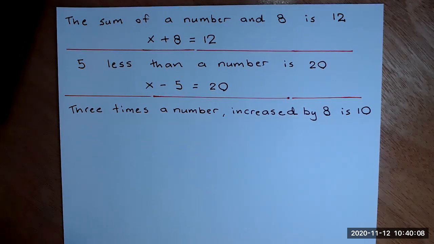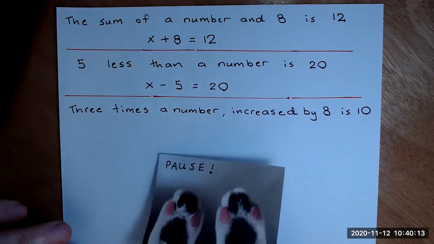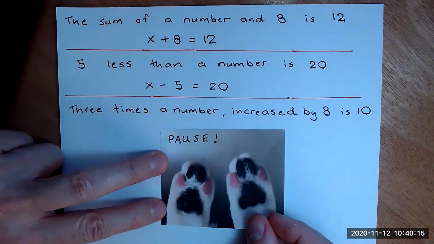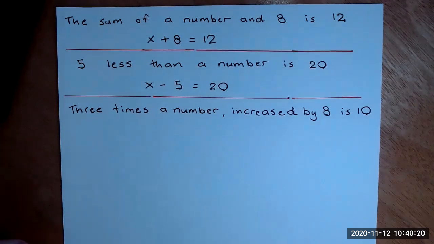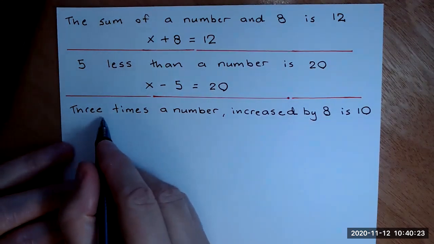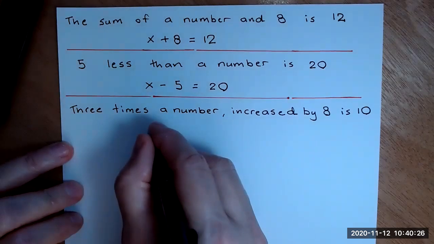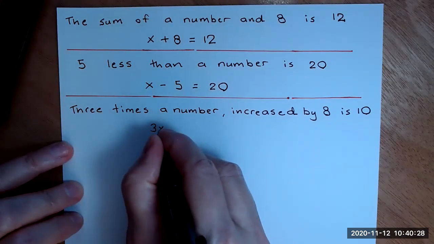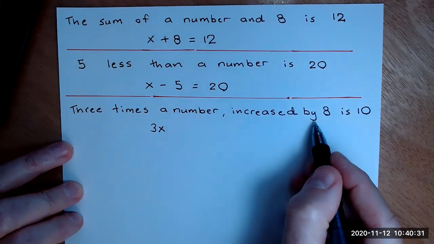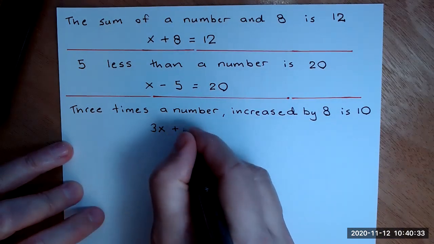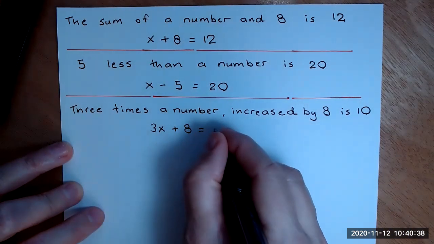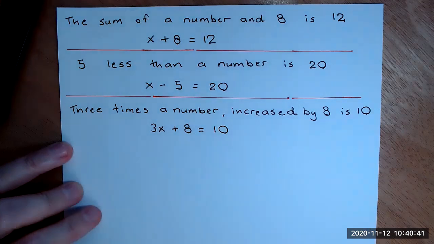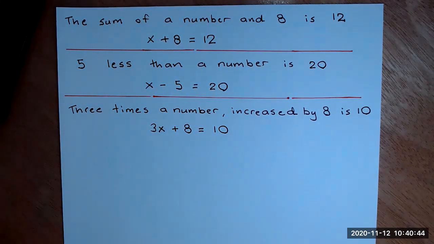All right, 3 times a number increased by 8 is 10. Again, I would hit pause and try this one on your own. All right, so 3 times a number would be 3 times x increased by, that means plus 8, is means equals 10. Let's try another.